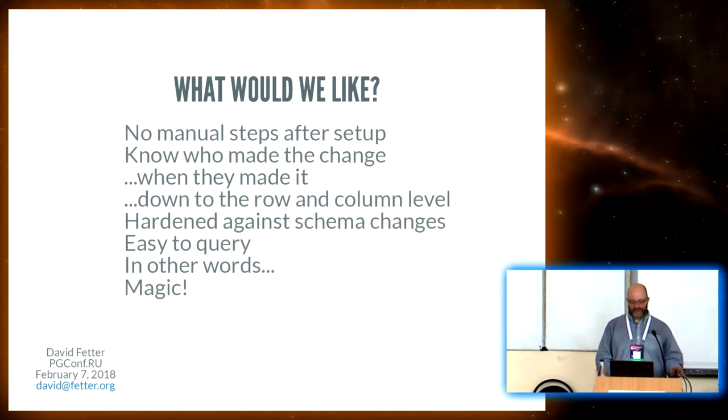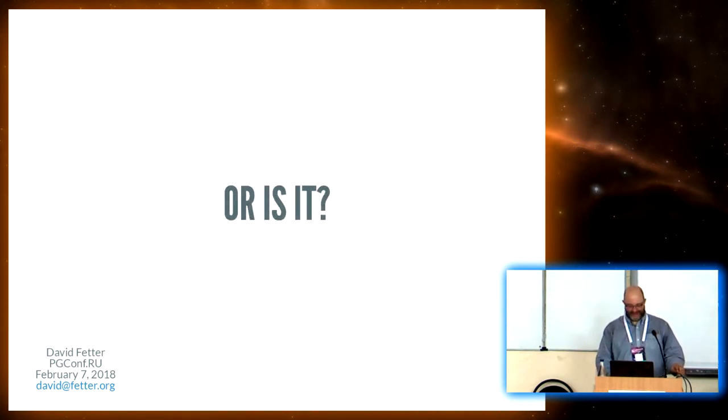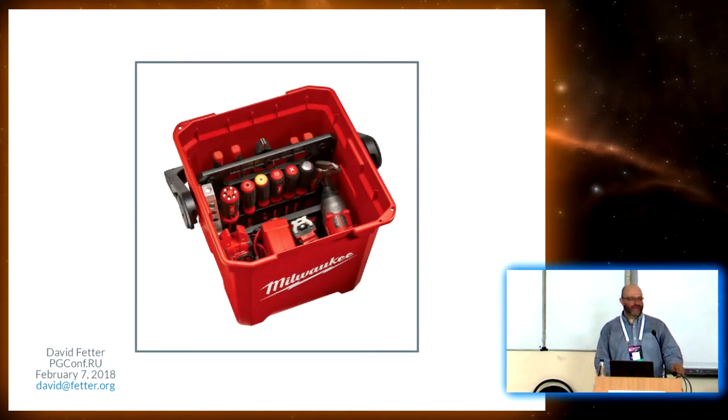So what would we like? Just a setup and no manual steps after the setup. We want to know who made a given change and when they did it, down to the row and column level if necessary. We want this to not suddenly break when we make schema changes. We want it easy to query. In other words, we want magic. Well, maybe it isn't magic. We have a giant toolbox, much of which was invented here.